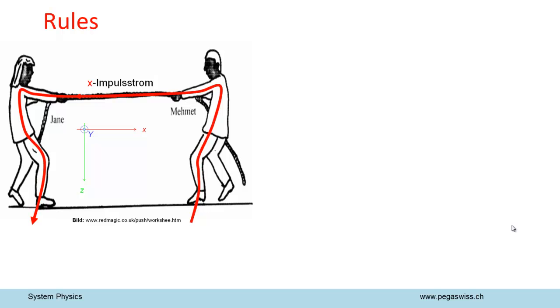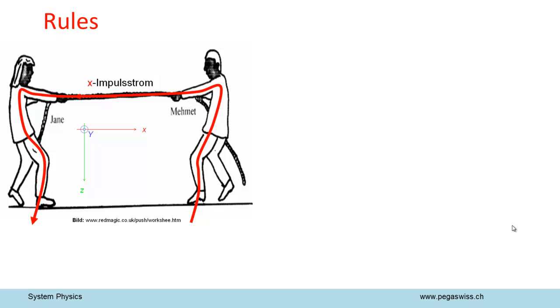The relation between force and momentum current will be explained again using an easier example. Jane and Mehmet are playing tug of war. The positive x direction points to the right. The momentum flows backward since the rope is under tension. This momentum flows out of the ground where Mehmet is standing, and it flows back into the ground where Jane is standing. If they were standing on a skateboard, it could be observed how Jane would move in a positive direction and how Mehmet would move in a negative direction. This is the result of the momentum exchange through the rope.